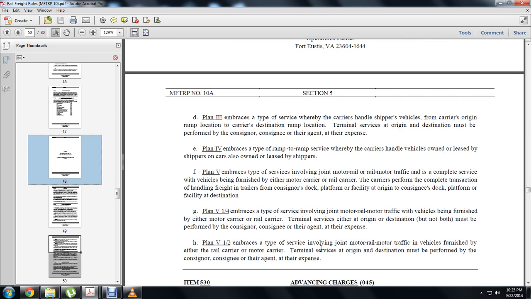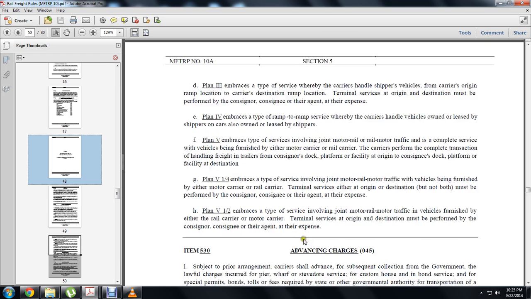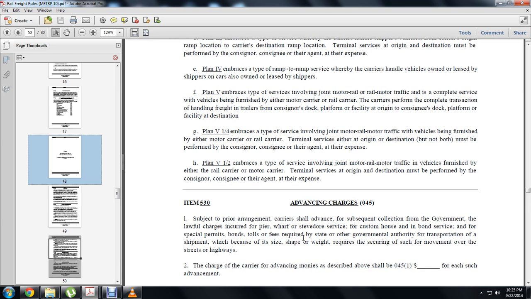Plan 5 1/2 embraces the type of service involving motor traffic and vehicles furnished by either the rail carrier or motor carrier. Terminal services at the origin and destination must be performed by the consignees or their agent at their expense. Item 530, the advance charge, is subject to prior arrangement.